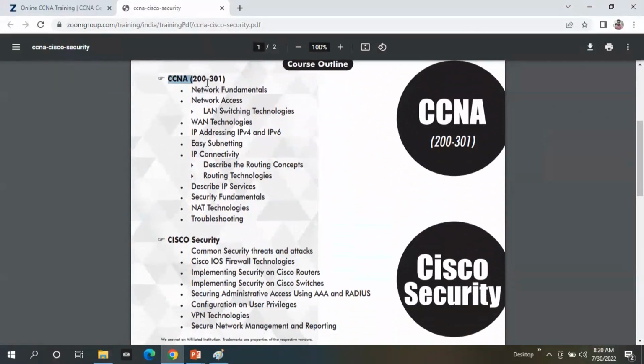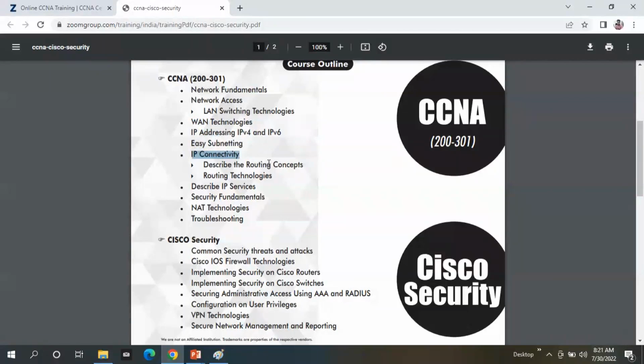CCNA 200-301 will start with network fundamentals, network access with LAN switching technologies, and WAN technologies like broadband and leased lines. What is the difference between broadband and leased lines? IP addressing with IPv4 and IPv6, so easy subnetting, and IP connectivity. In IP connectivity, complete routing concepts will be covered.